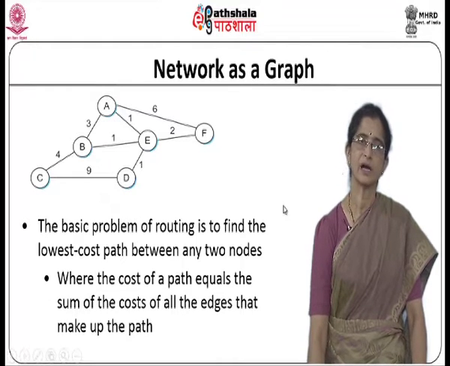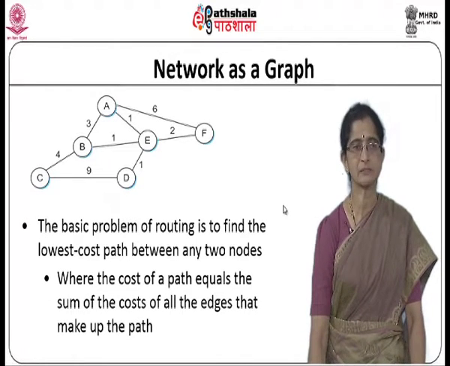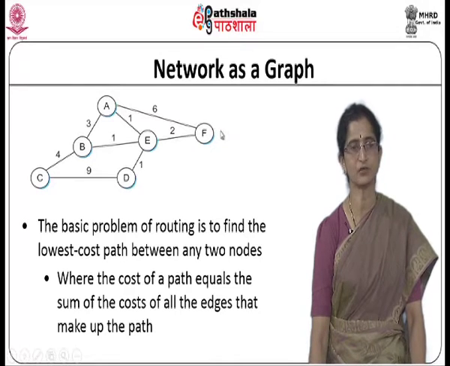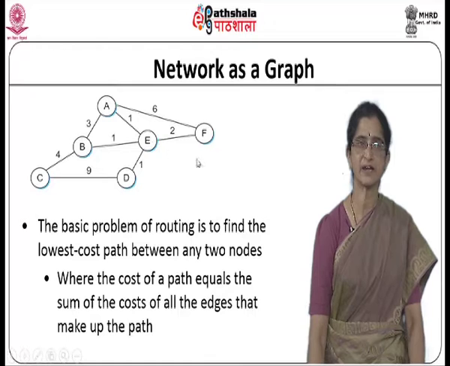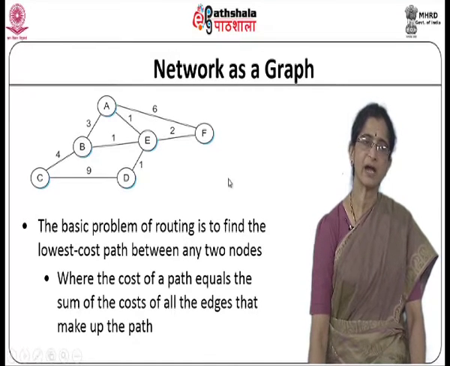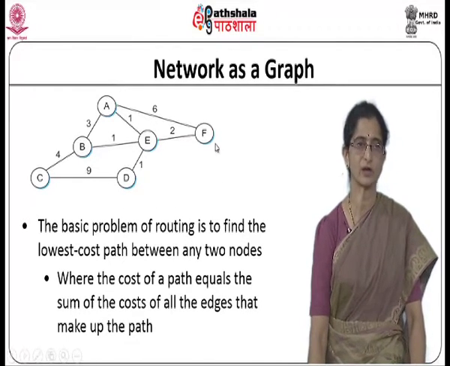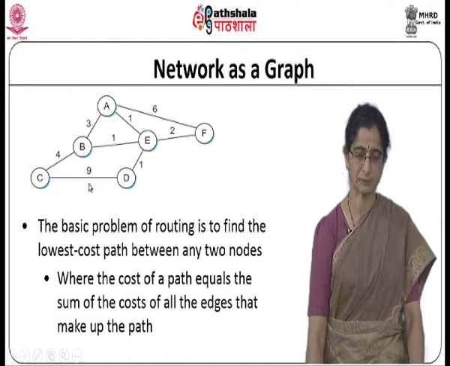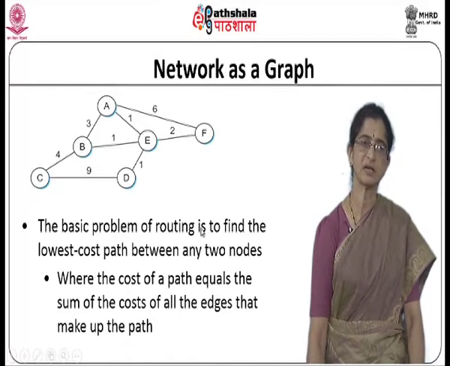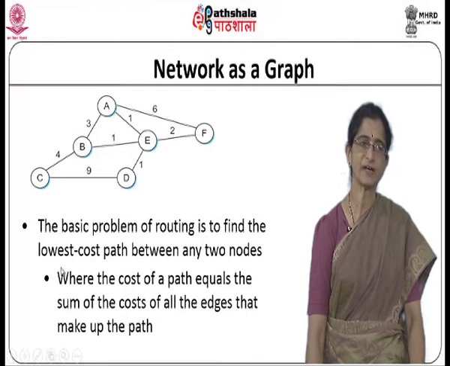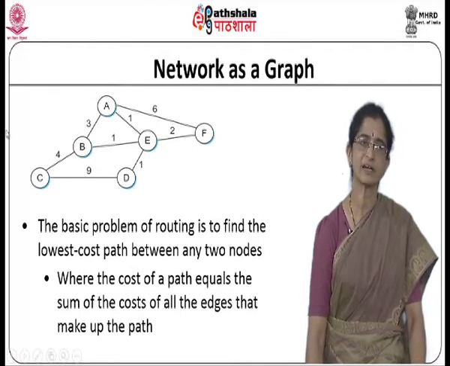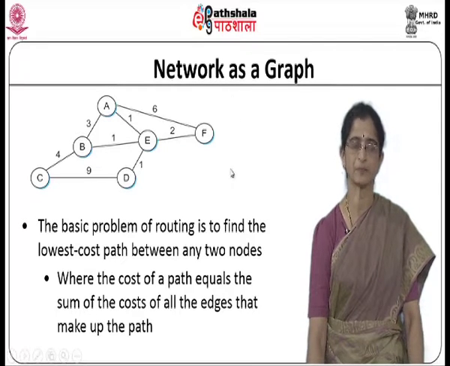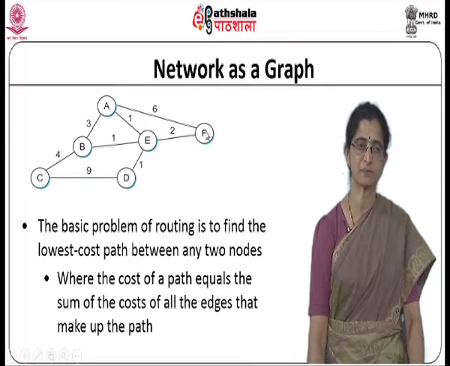The way we normally go about doing this is by modeling the network as a graph. In order to find the route to go from any source to any destination, we model the entire network as a graph, and identify the problem of finding a path from a source to a destination as the problem of finding the lowest cost path between any two nodes. Now, we know from graph theory that the moment you have a graph, you can always find the shortest path, or the lowest cost path, between any two nodes.